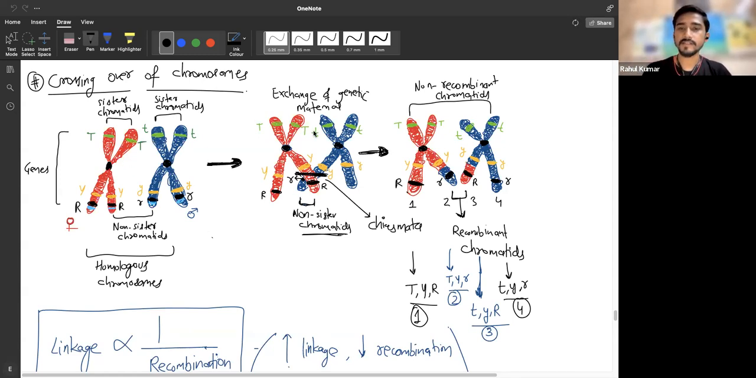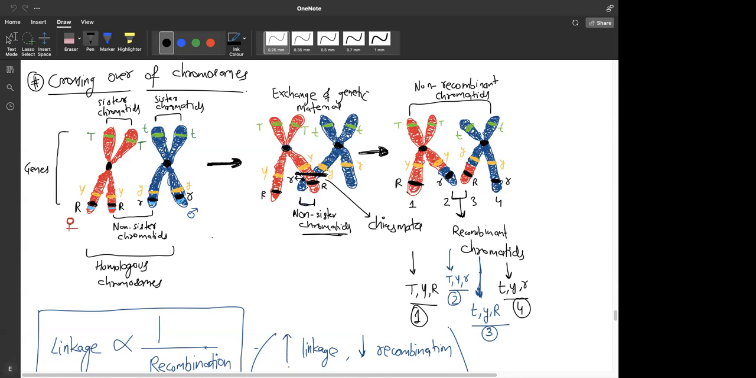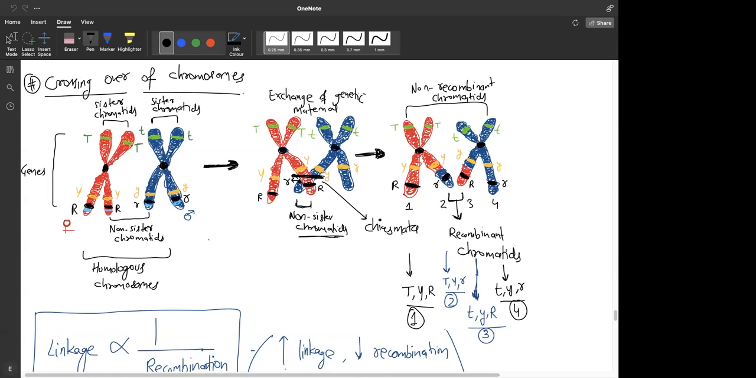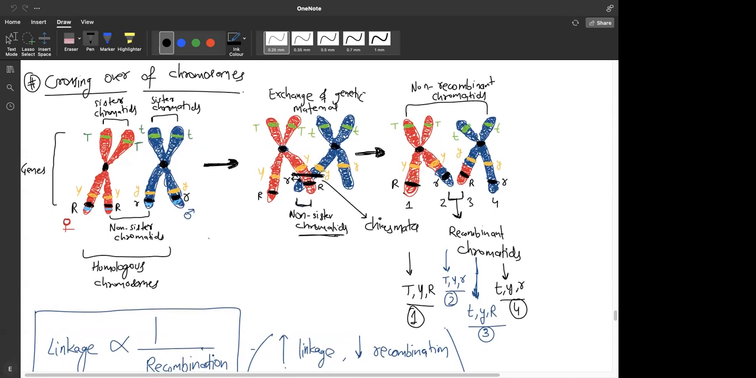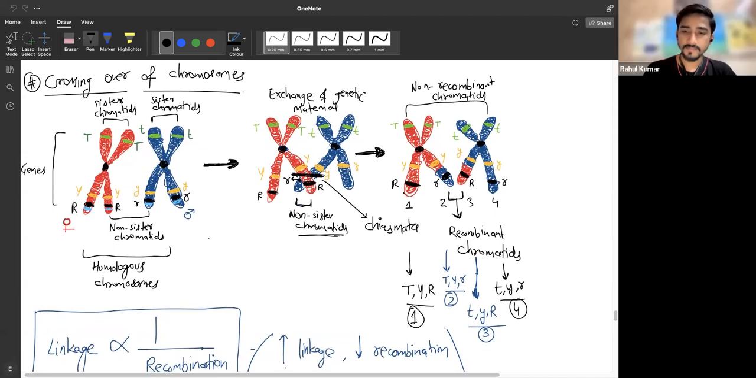First, second is exchange. Then in third, what is happening? They are separated after crossing over. They'll be going in different cells or gametes. Yes, yes. So how many chromatids will be recombinant chromatids and how many chromatids will be non-recombinant in this case?